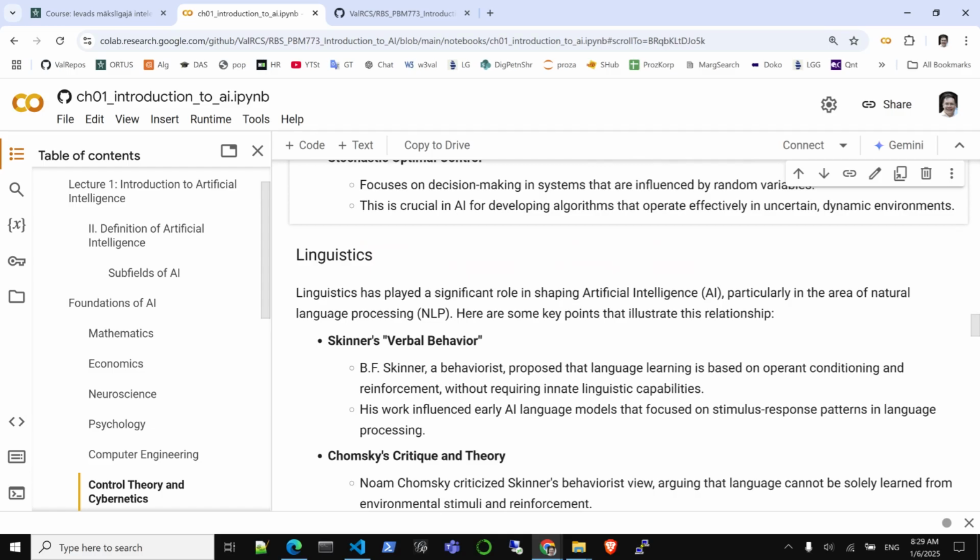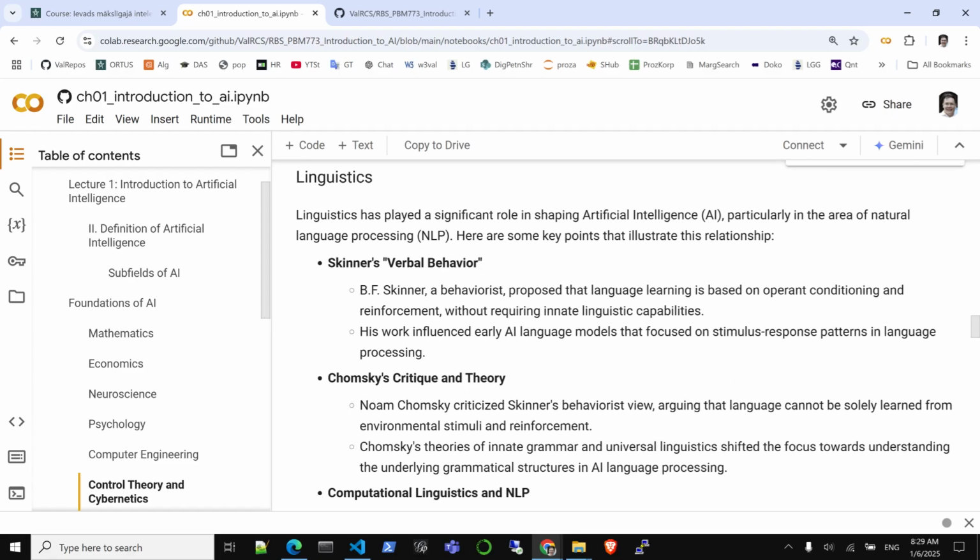So, what else will we cover in this course? Some subfields, of course, linguistics, right? Skinner, we mentioned Skinner already, right? Chomsky, whom we have already seen in some other courses, right? He made a very good critique of the behaviorist view, that you cannot learn language just by stimuli, right? So he had a different theory, that we have some innate grammar inside us, right?